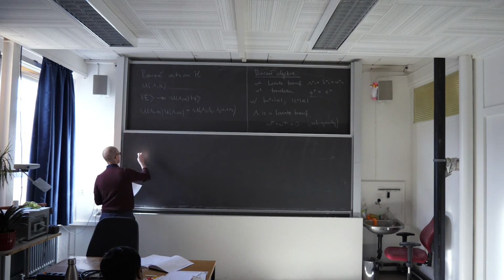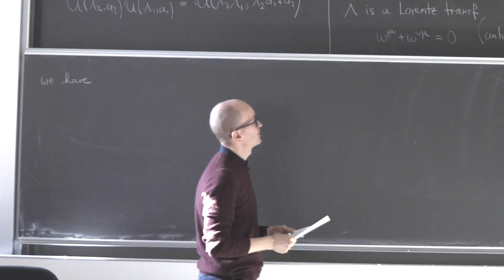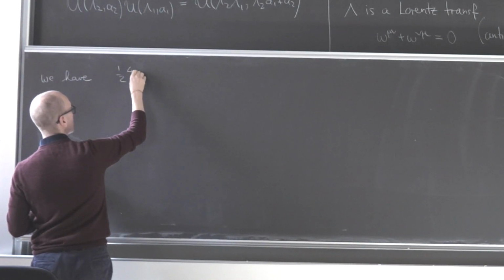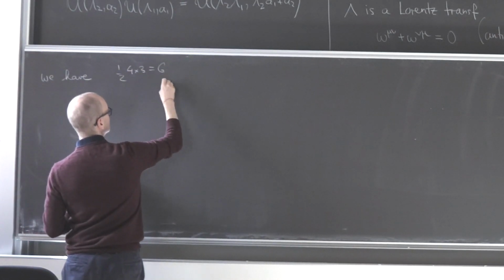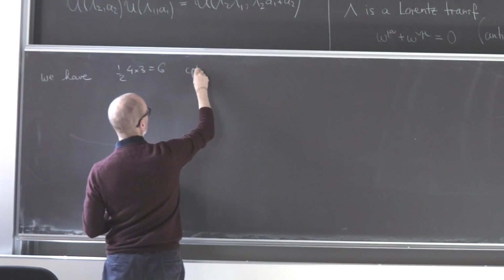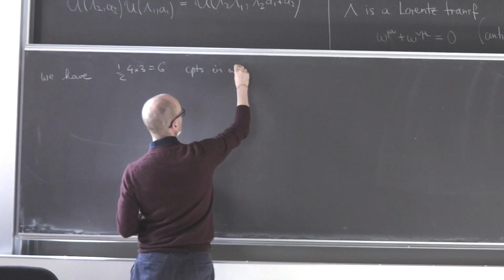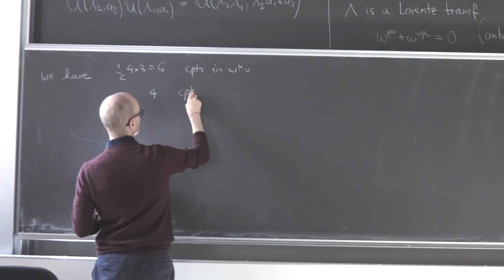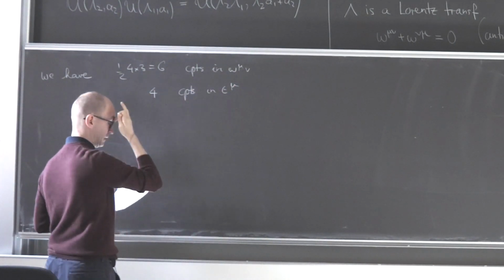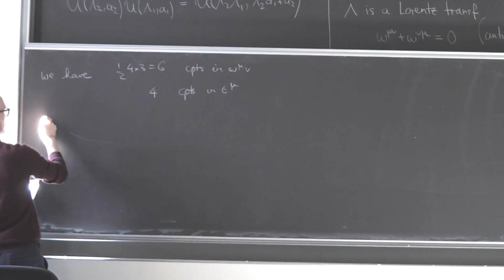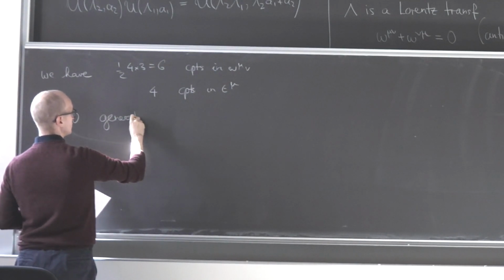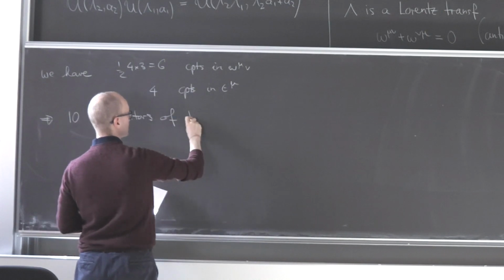is that we have an antisymmetric matrix, so we have 1/2 times 4 times (4 minus 1), which is 6 independent components in ω. And of course, we have just the 4 components in ε^μ. So in total, we have the 10 generators of Poincaré.